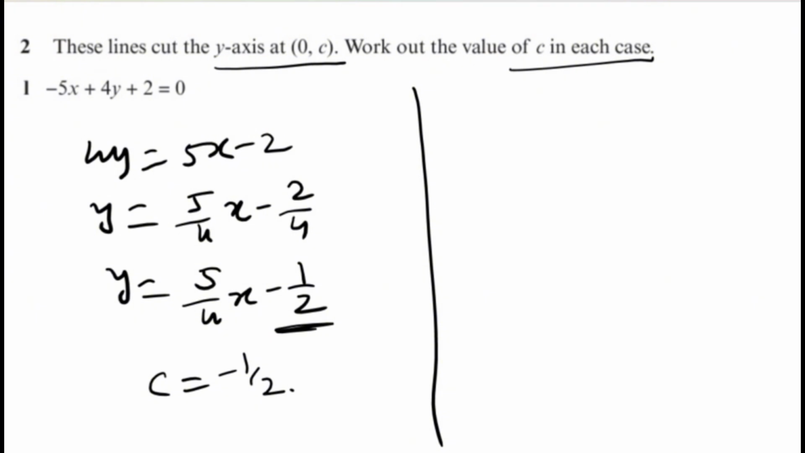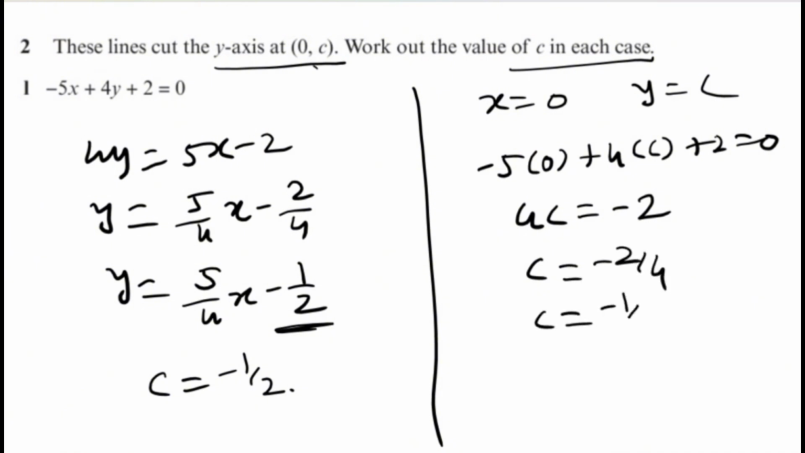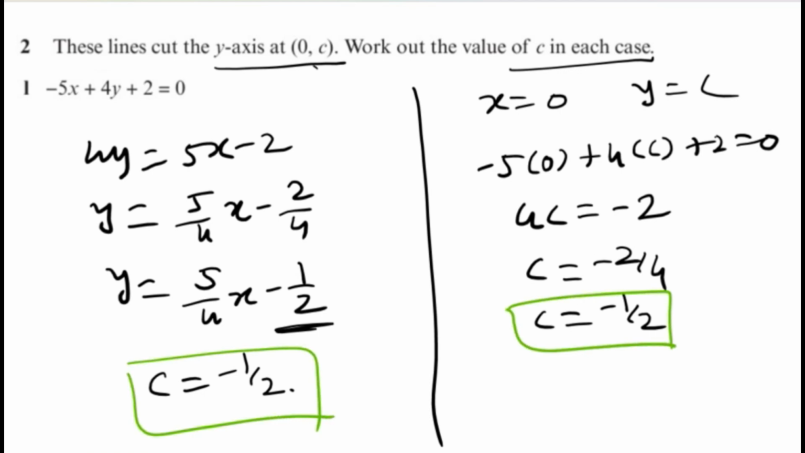Another way, because we know the coordinate, we can substitute the coordinate in this equation. So I can substitute x is equal to 0 and y is equal to c. So minus 5 into 0 plus 4 into c plus 2 equal to 0. So 4c is equal to minus 2. I moved this to the other side. So c is equal to minus 2 over 4. c is equal to minus half. So as you can see, both ways we are getting the same answer. So this question you can do two ways. It's up to you how you want to do it, what you feel is easy.